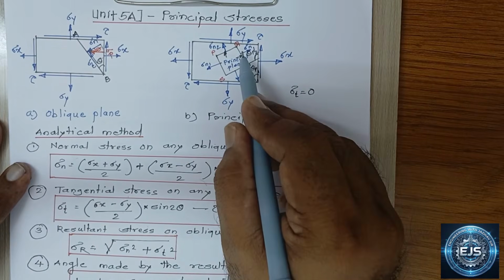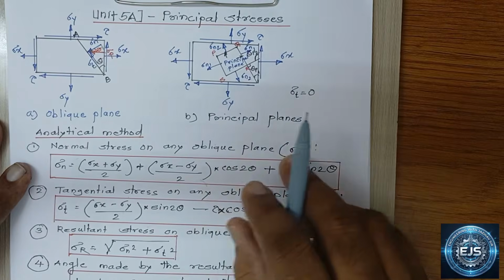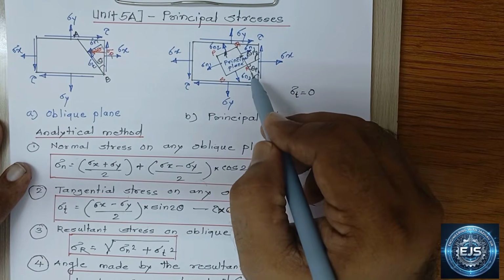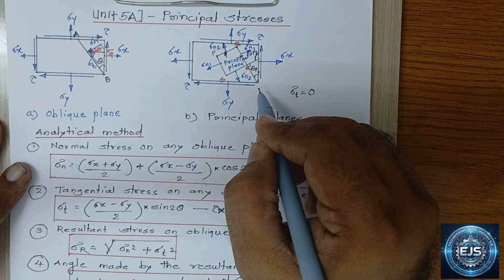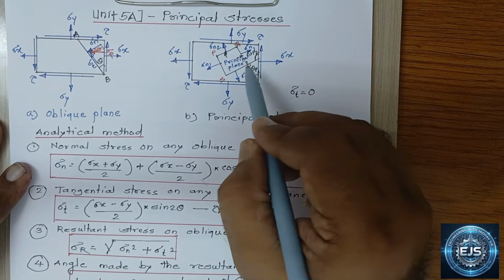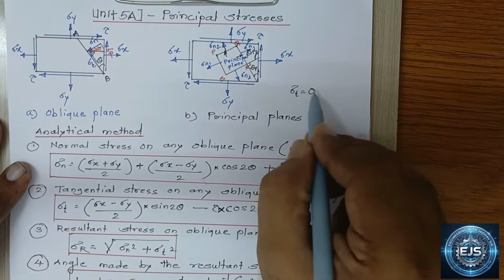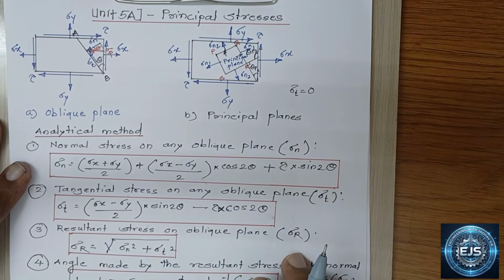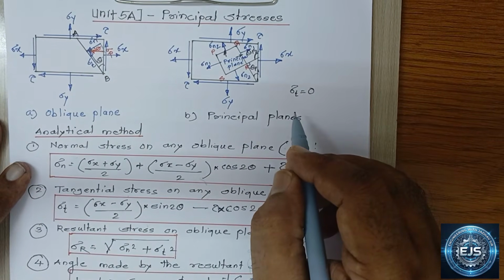So in such a combined stress system, out of this n number of oblique planes, there are two oblique planes which are mutually perpendicular to each other, and these two mutually perpendicular planes which carry only maximum and minimum normal stress. The tangential stress value on this two mutually perpendicular plane is 0. So these two mutually perpendicular planes are called as principal planes.